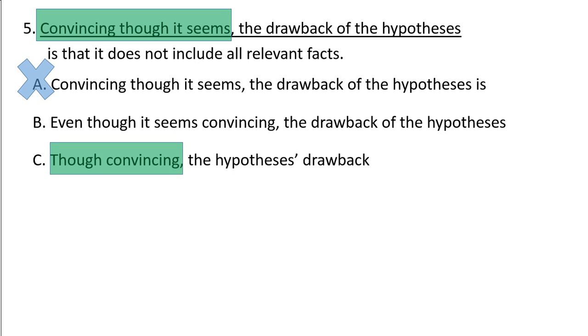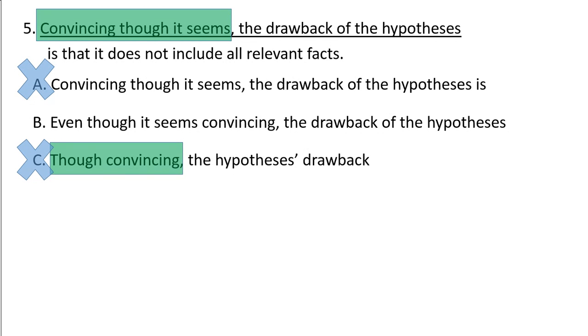So look here, the meaning of though convincing, the same problem that I told, though plus clause should be here, subject and one verb, and the hypothesis is, so here it's an incorrect modifier because whatever the word will come, that will. So hypothesis is drawback and then convincing. So here all about the incorrect usage of the word. It should not be here. Is that it does not include all relevant facts. So C can be eliminated.